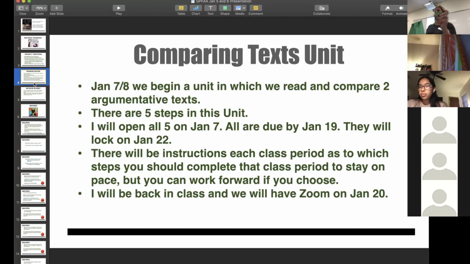So there are instructions each day, if you're going to pace it out that way to do it little by little, on what you should do each class period to keep up with it. Does that sound okay? Does that make sense? So they're all open and they're all due by January 19th. Okay. And then I'll be back in class and we'll have Zoom on January 20th and 21st, those 2 class periods.